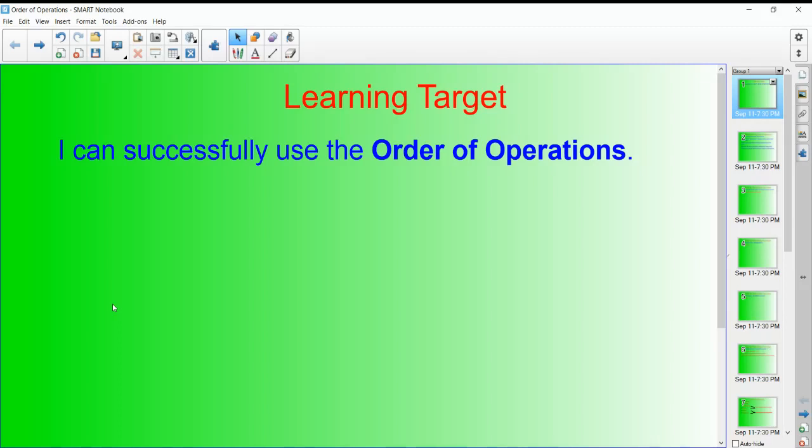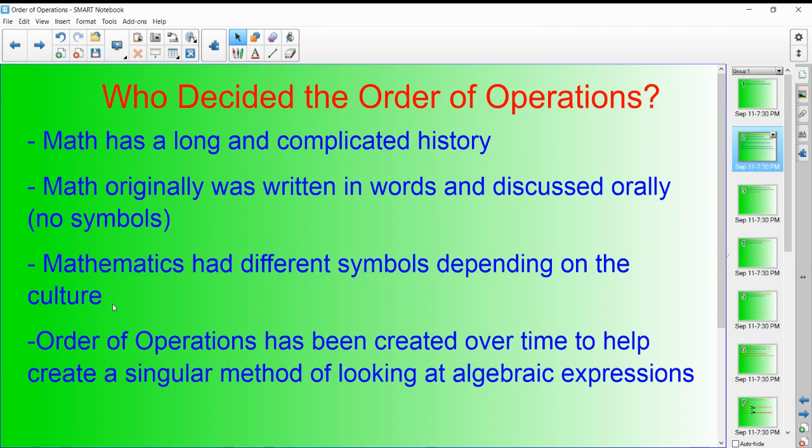Many of you know this as PEMDAS. It's how to solve an expression, how to evaluate numbers, what order to do it in. And first we've got to talk about the history of math and why we came up with this order. So who decided the order of operations?